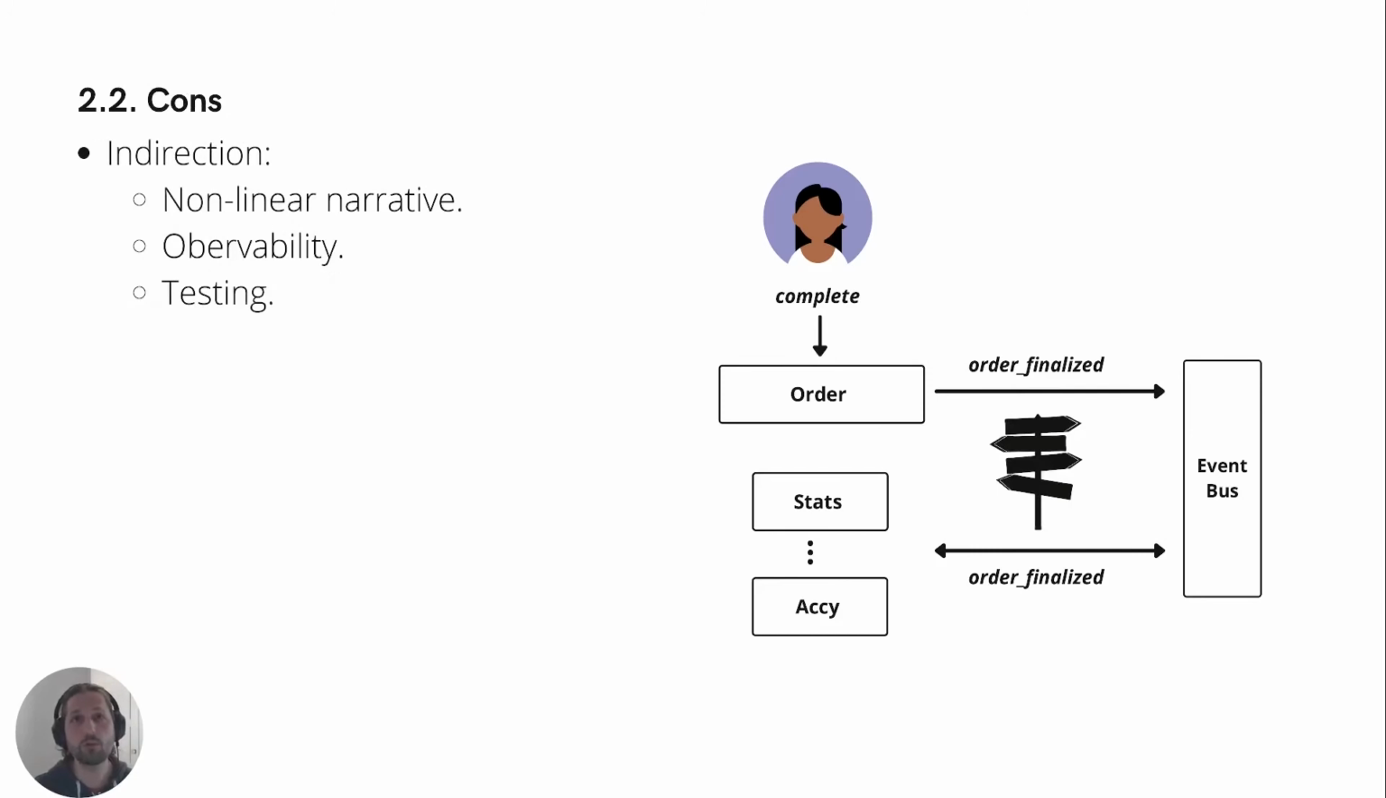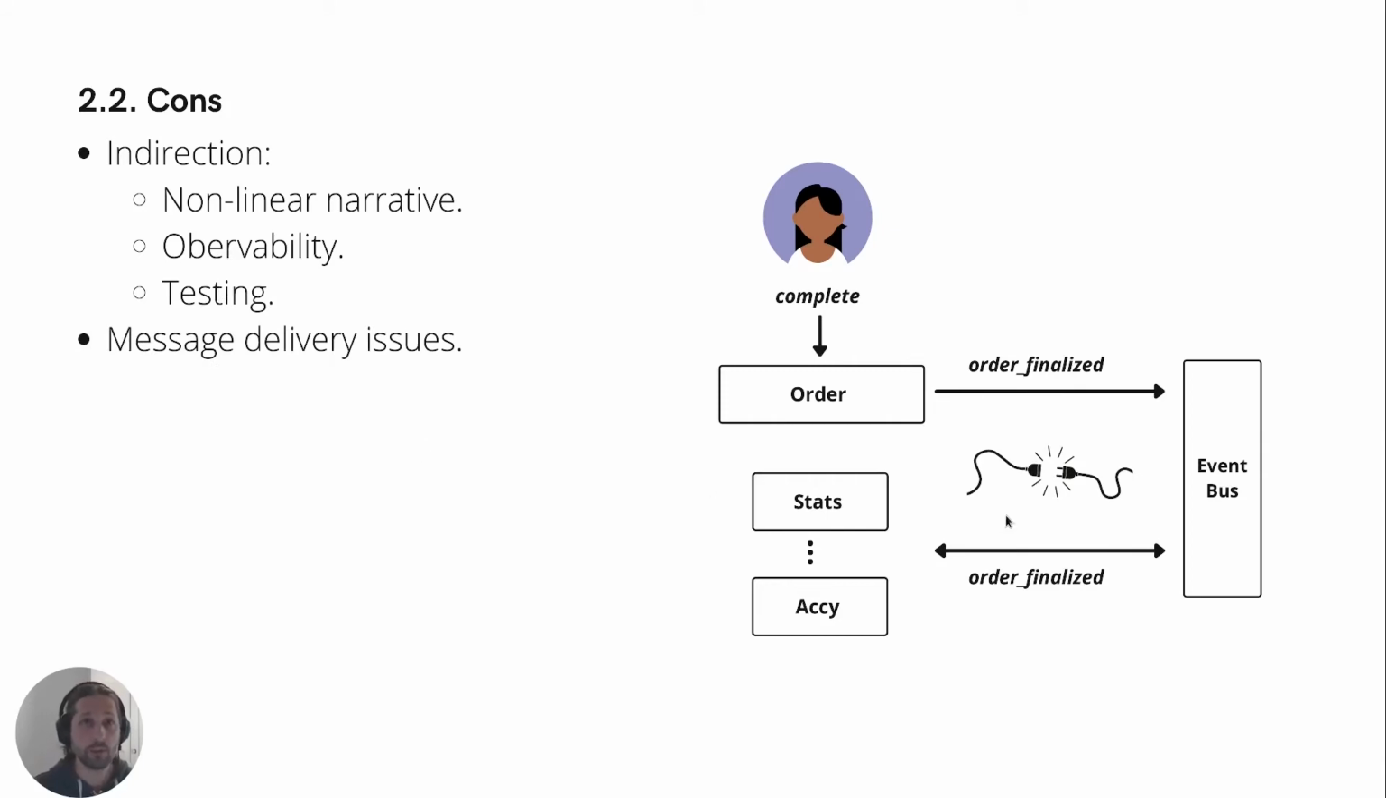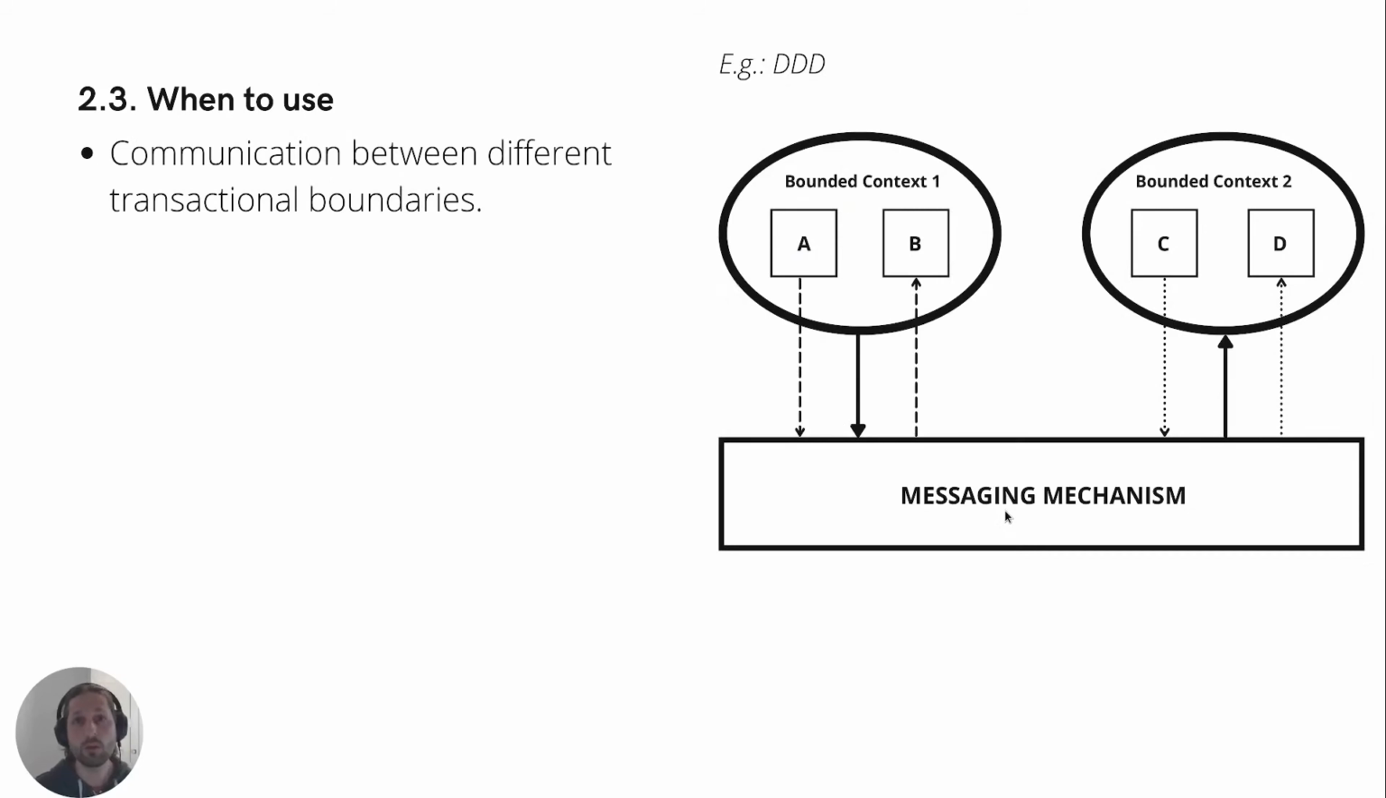But if events are so cool, why don't we use them for everything? As always, there's the other side of the coin. The main problem with event-driven design is that it introduces indirection. If you want to know everything that happens when an order is completed, you must search for all subscribers to the event. That makes testing and observability more complex. A direct consequence of decoupling is also message delivery issues. So, when should we use it?